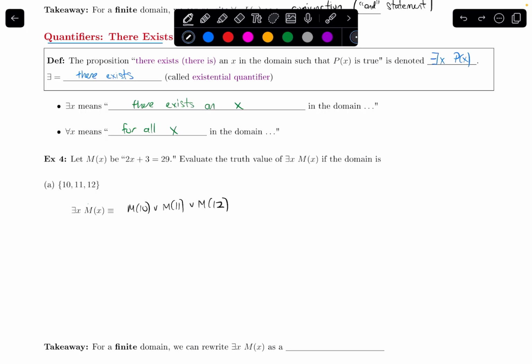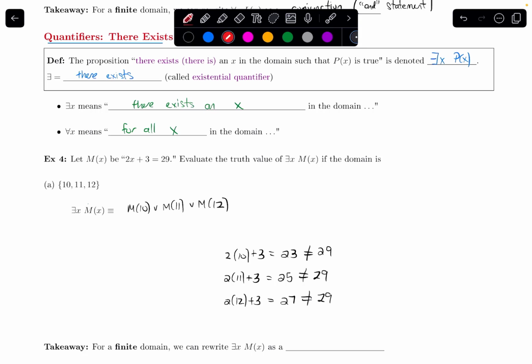So when I plug in 10 into my equation, I get 2 times 10 plus 3. Oh, that's 23, and that does not equal 29. If I plug in 11, I get 2 times 11 plus 3, and that gives me 25. So still not equal to 29. Okay, but getting closer. And if I plug in 12, I get 2 times 12 plus 3, which is 27. Oh, that's not equal to 29. Okay, so none of these work.